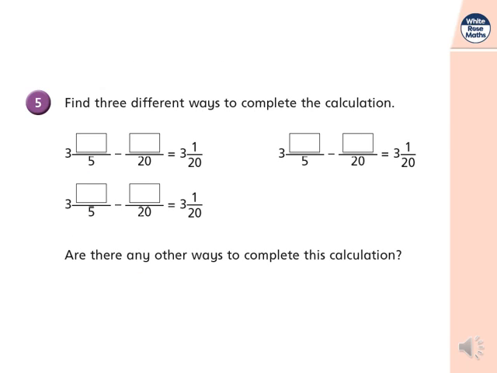Next question, it says find 3 different ways to complete the calculation. Are there any other ways to complete this? So you've got 3 wholes and something fifths, take away something 20ths, and your answer must be 3 wholes and 1/20 each time. This is like the one we tried before, so if you're unsure you can pause the video and go back to see how it was done before. Coming up are 3 possible answers. You might have some others that you might have found as well. Pause the video and have a go.